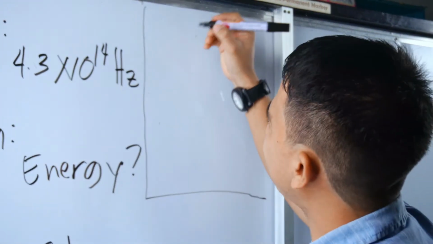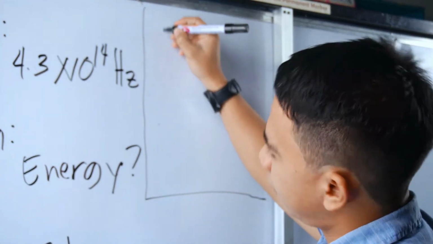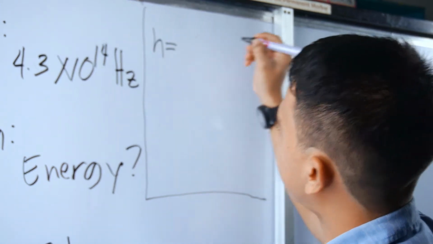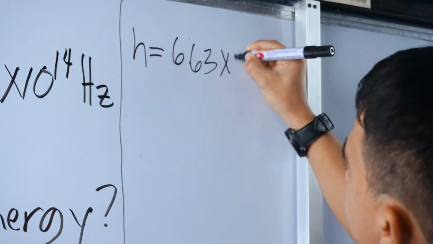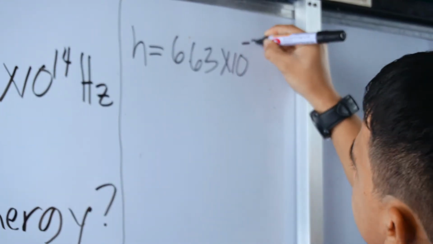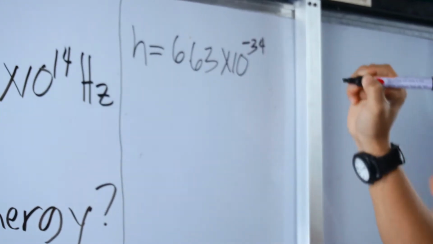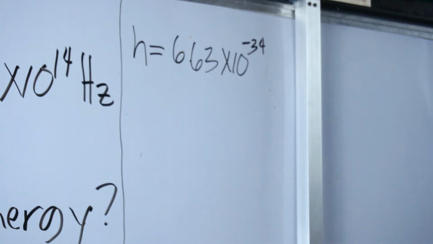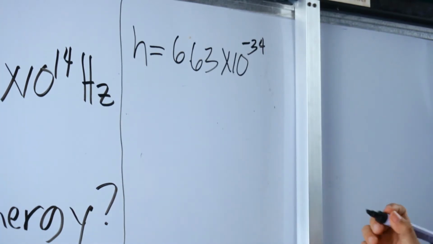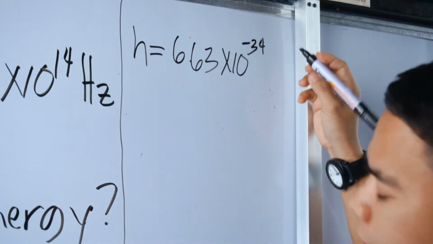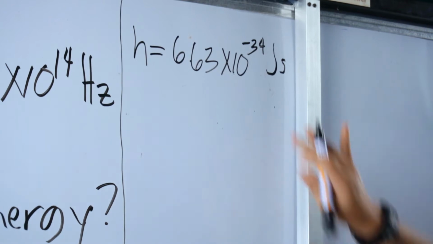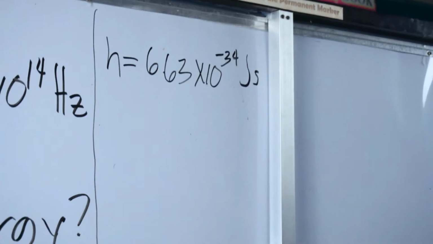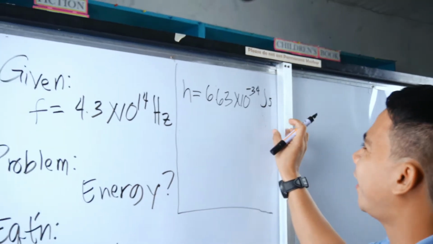So we have the Planck constant, which is a constant: 6.63 times 10 to the negative 34 joule seconds. Okay, so this is the Planck constant.